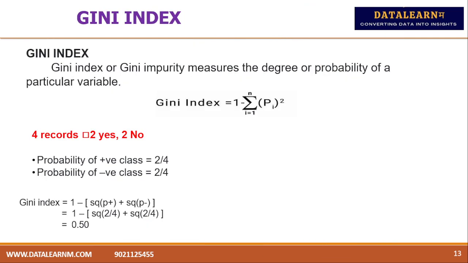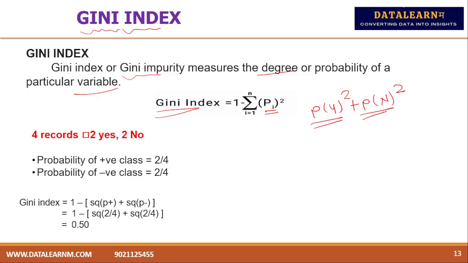One more choice is there for a criterion, apart from entropy. Another one is the Gini index. It is again the same: the Gini index or Gini impurity measures the degree of probability for a particular variable. The formula is Gini index equals 1 minus the summation of 1 to n of pi square, that is, probability of yes square plus probability of no square. With 2 classes, if I have 4 records and they are distributed 2 and 2, so 50-50 chances are there, the Gini index I get is 0.5.